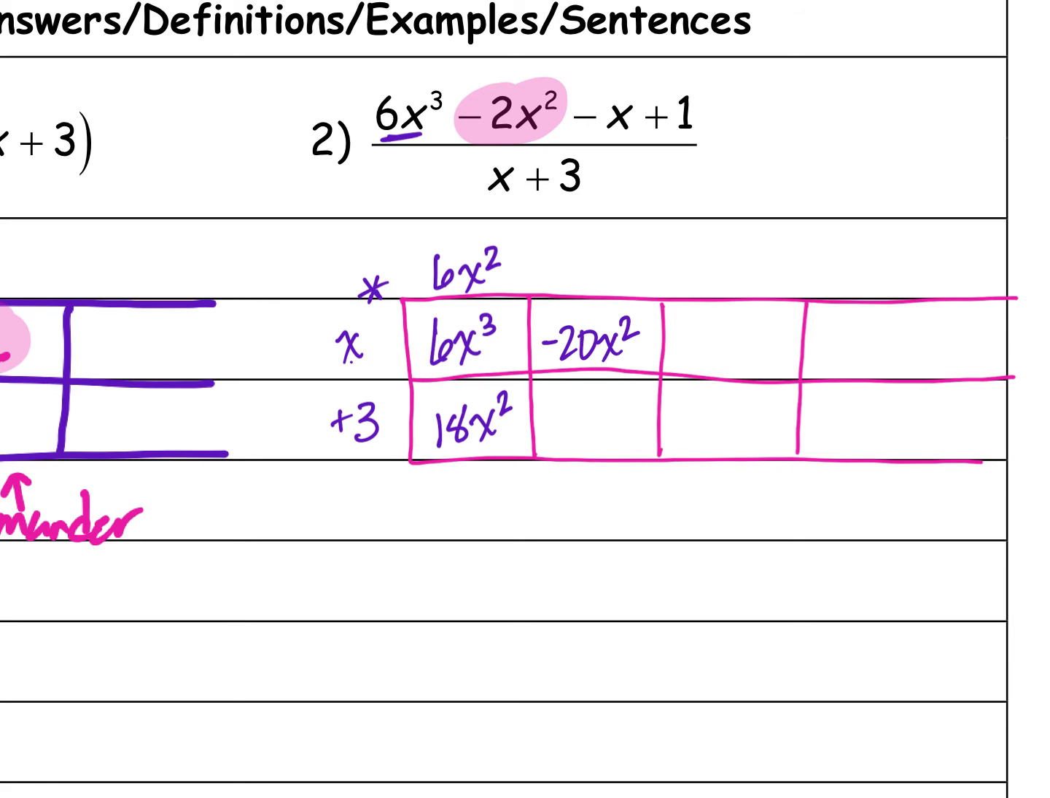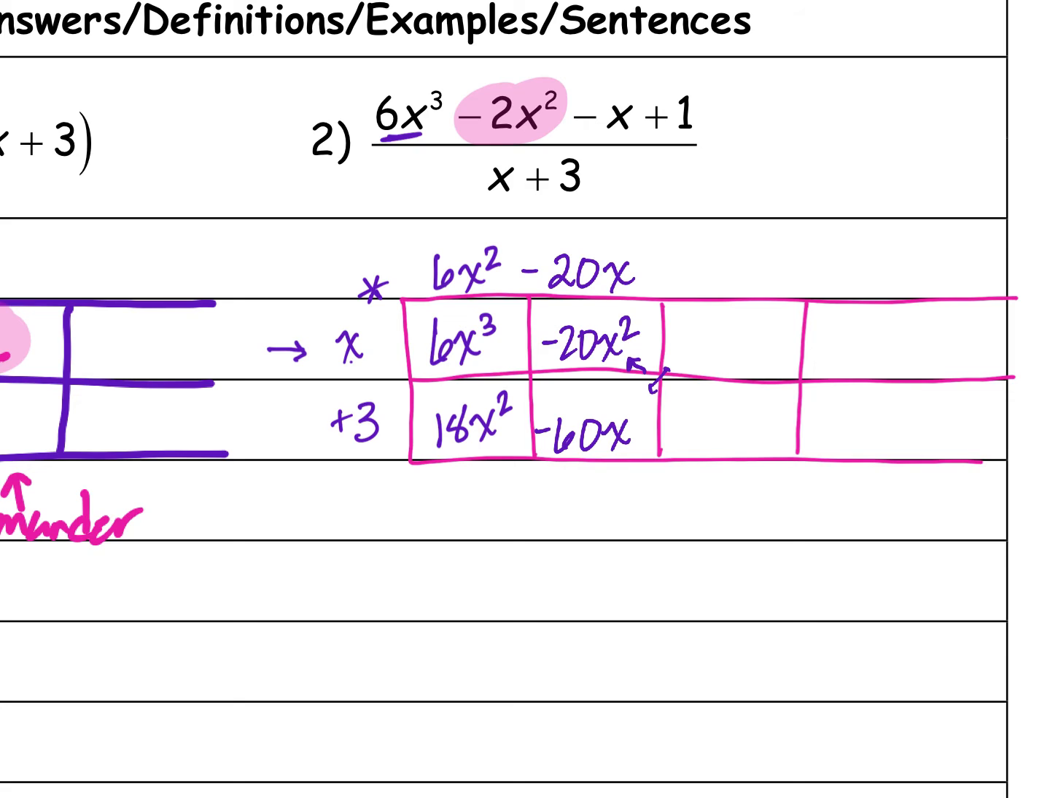Do I need to say it again? What do I multiply x by, right here, this number, to get negative 20x squared? Negative 20x, yeah. Okay? And because it's a multiplication table, I'm going to take negative 20x times 3 and get negative 60x. Yeah, that's right.